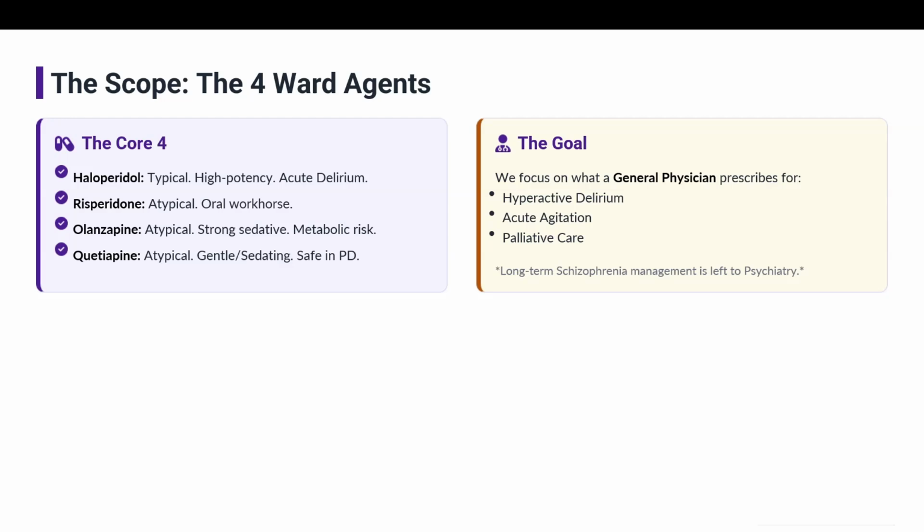So mainly haloperidol, it is the typical antipsychotic, commonly used, available as Serenase, a high potency drug used for acute delirium, has quick onset of action with a lot of side effects. Risperidone is an atypical antipsychotic. It's an oral workhorse, can be given orally. Olanzapine is also an atypical antipsychotic. It has a strong sedative effect and high metabolic risk. Quetiapine is gentle and sedative, safe in Parkinson's disease, and also an atypical antipsychotic.